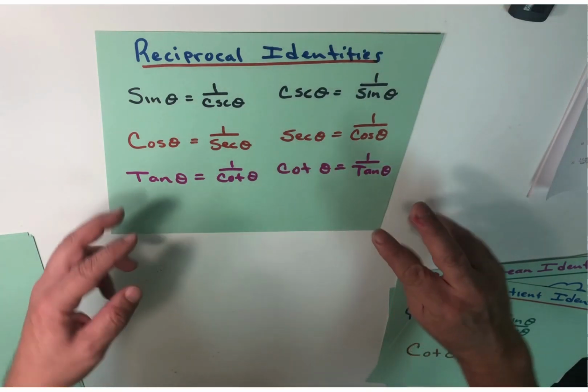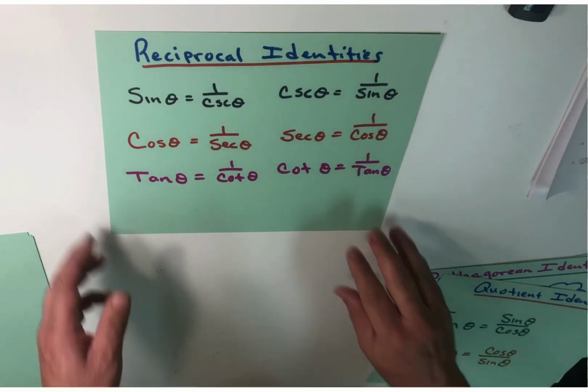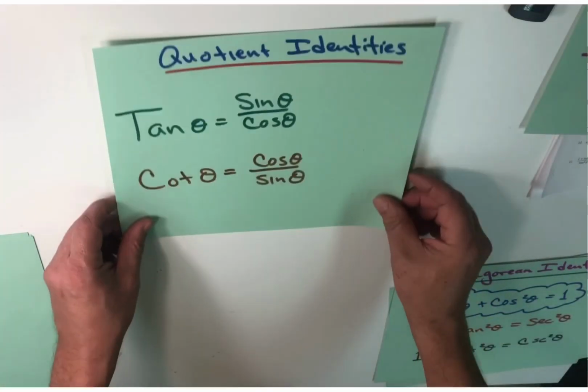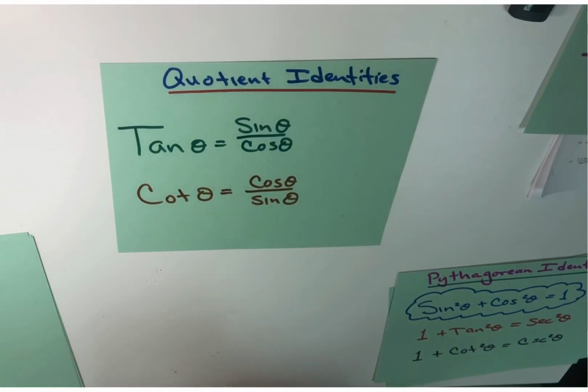They are called reciprocal identities because if you just take the reciprocals, you'll see that they reflect each other. The other ones that we're going to be using are called the quotient identities. And of course, you know that quotient means division. That means that we're going to be dividing.